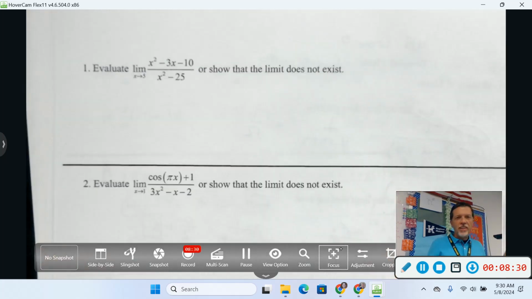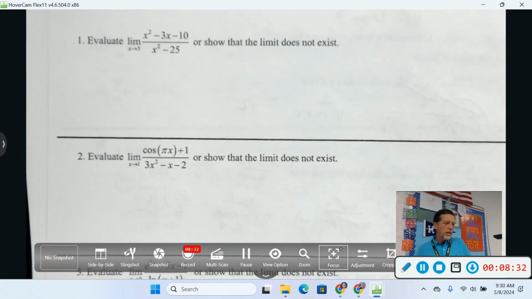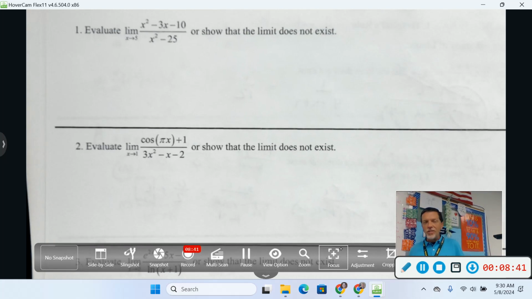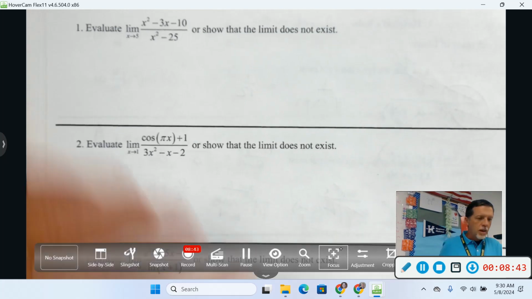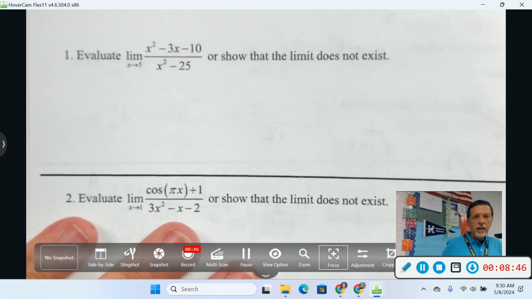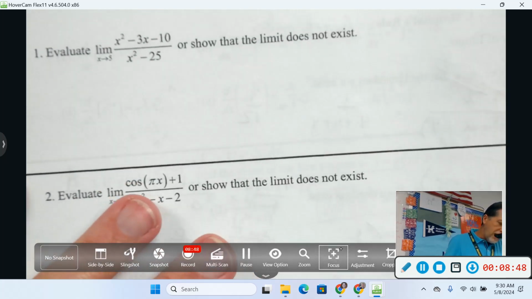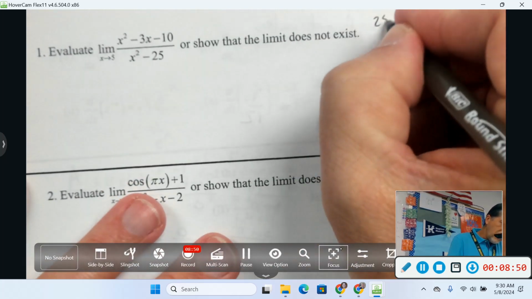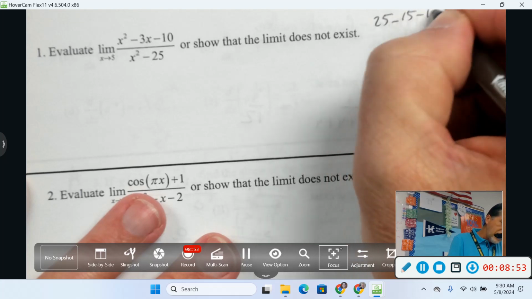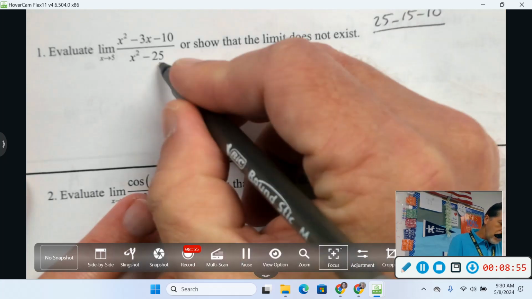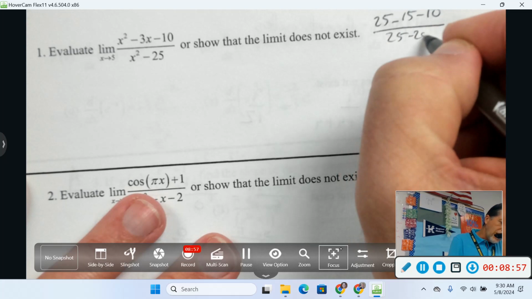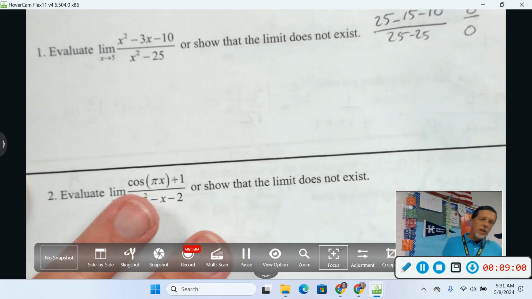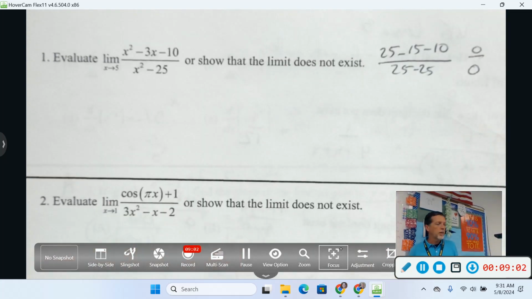Okay, so let's try this and see how this works. Number one, evaluate that limit or show that it doesn't exist. The other thing is you can't jump straight to L'Hopital. You have to show that you get 0 over 0 or infinity over infinity before you use the trick. So if I plug in 5, that would get me 25 minus 15 minus 10 over 25 minus 25. So yeah, that is not going to work.